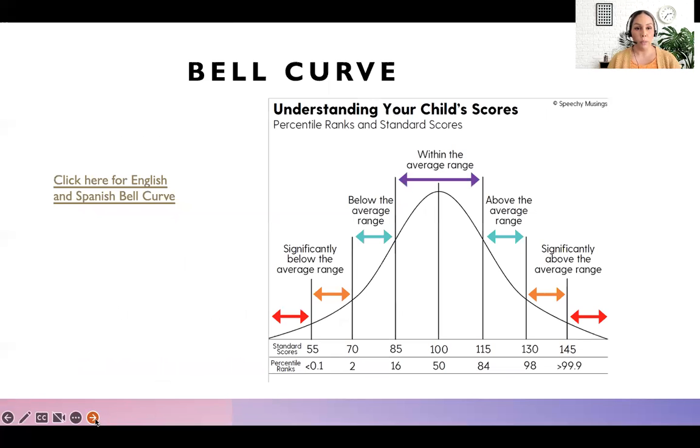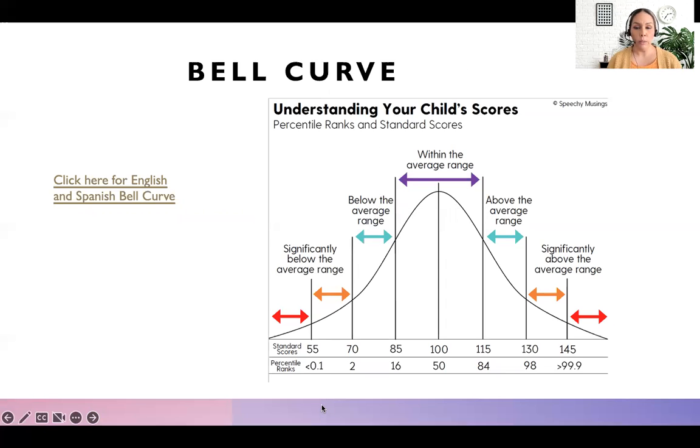So here's that bell curve I was talking about. And before I go into it, I just want to point out that there is a link here that says click here for English and Spanish bell curve. And it's really cool. If you click there, you'll get to this bell curve and some explanation, as well as the same bell curve in Spanish. So hopefully that's a helpful resource for you.